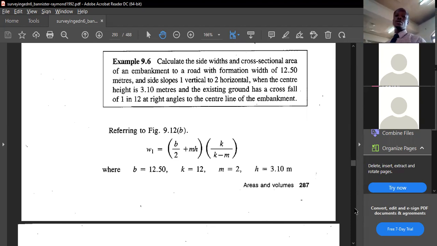Okay, so question: calculate the side widths and the cross-sectional area, CA, of an embankment.